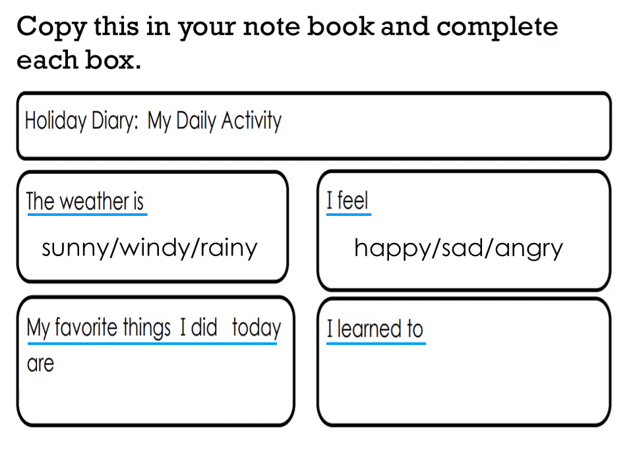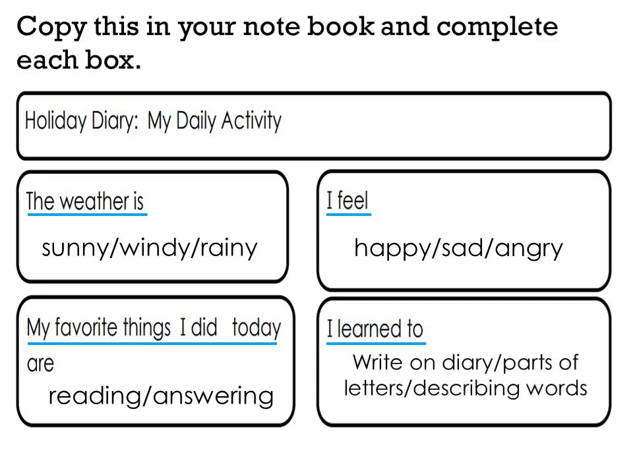And then, at the bottom part, you need to write, my favorite things I did today are, is it reading or answering? And then, I learned to, just write one. Write on diary, parts of letters, describing words. Just choose one, okay? So, if you're not yet done, just click the pause button. You can copy the spellings there. If you need spellings, it's right there. And if you're done, just click the play button.